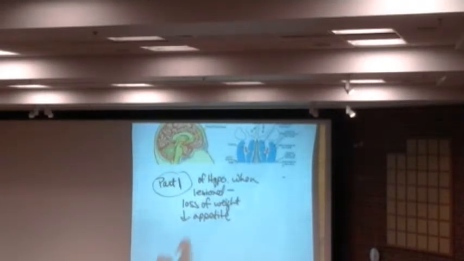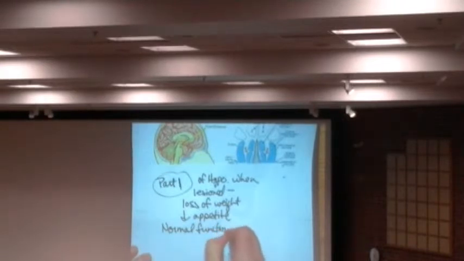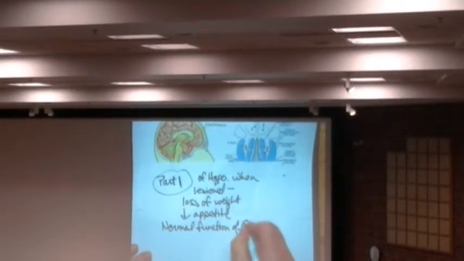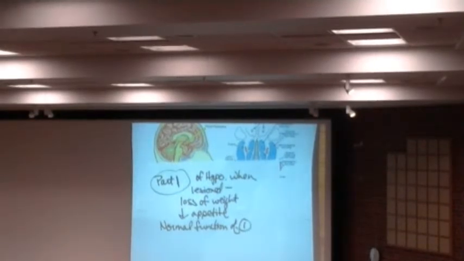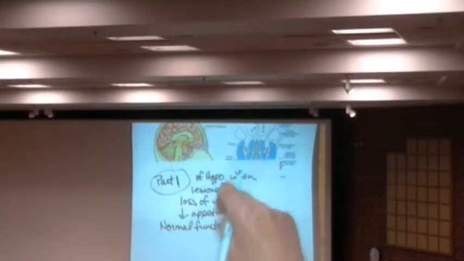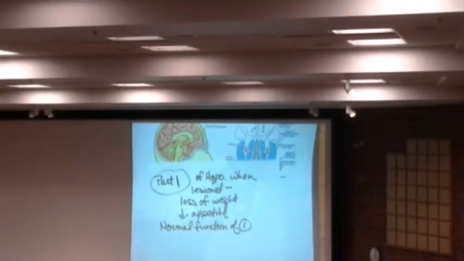From this observation, what is the normal function of part 1 in the hypothalamus? Destroying, removing these parts of the brain, loss of weight, decreased appetite. You feel full all the time. You're not hungry. What is the normal function?